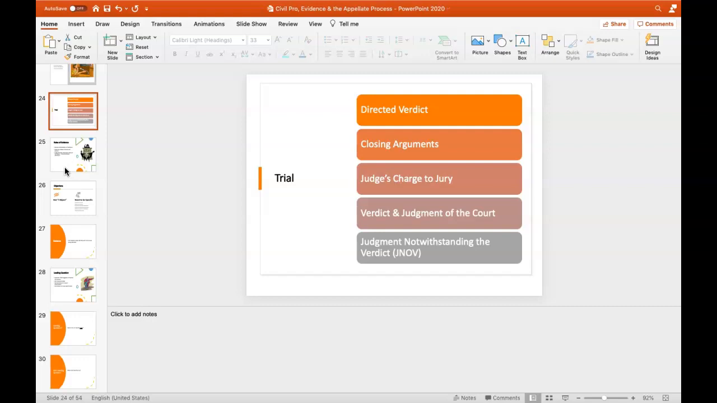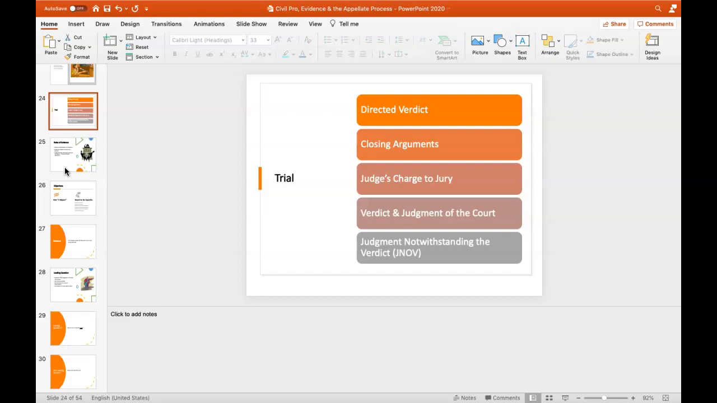Sometimes there is a judgment notwithstanding the verdict, also known as a JNOV. Before the judge enters the judgment, the parties may object to the verdict. The judge can enter what's called a judgment as a matter of law. This means the judge can overrule the jury verdict if a prejudicial error has occurred.